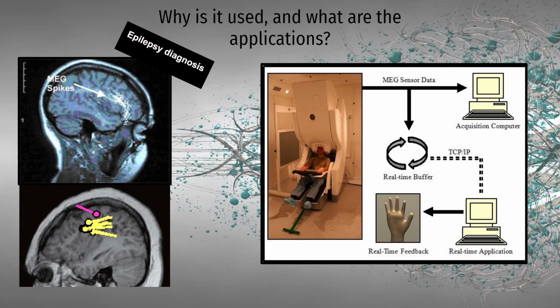Here we would like to discuss why it is used and what the applications are. In diagnosis, it can diagnose tumors by detecting abnormalities in the brain activity, and it can improve the detection of potential sources of seizures for epilepsy patients by revealing the exact location of the problem. This can help doctors find the cause of seizures.